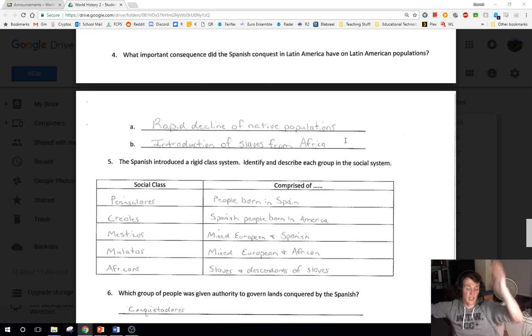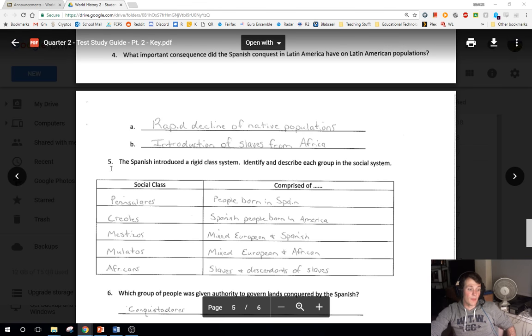And then obviously the English as well up north. But anyway, okay, the Spanish colonies, they get this rapid decline of the native populations, and as a result, they lose what could have been slaves for them, right, what the hope was. So they are then forced to import and introduce slaves from Africa to fill that labor need that they want.